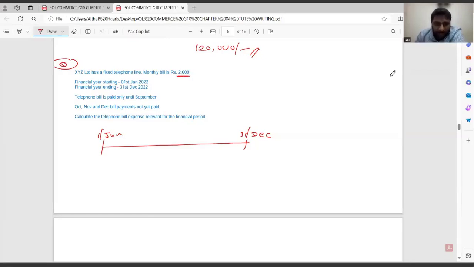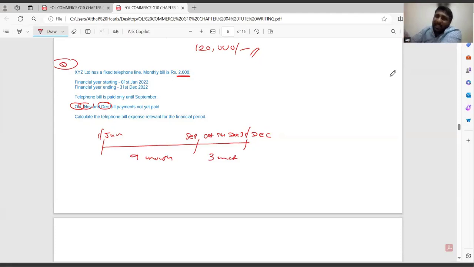So people, here October, November, December not yet paid. You have paid only up to September. You have made the payment for 9 months, not yet paid 3 months. Paid, not yet paid. Is it relevant? Paid or not yet paid, as I told you, is it relevant?